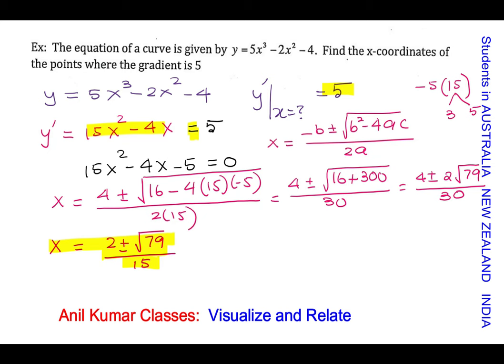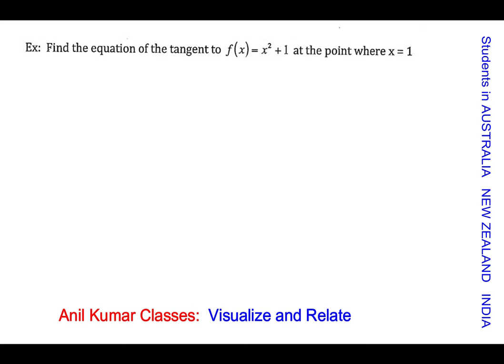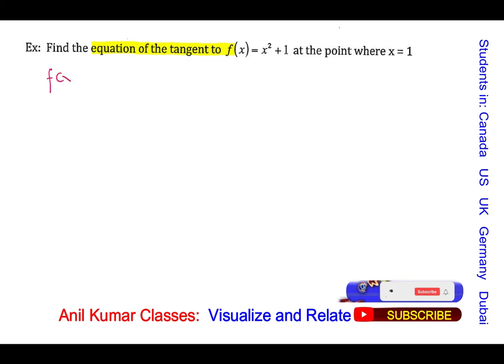Now let's move forward and take up the next example, which is: find the equation of the tangent to f of x equals x squared plus 1 at the point where x is 1. So this time we are finding the equation of a tangent, right? So for the equation of a tangent, we have to first find the derivative. So we are given the function f of x as equal to x squared plus 1. The derivative of this function is equal to 2x.